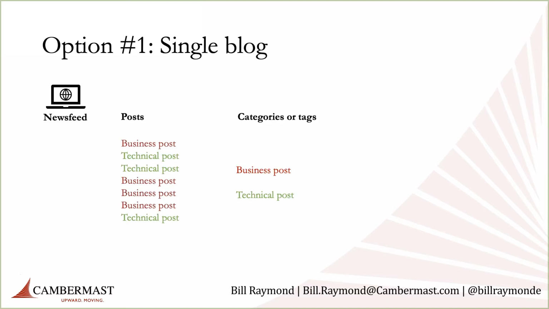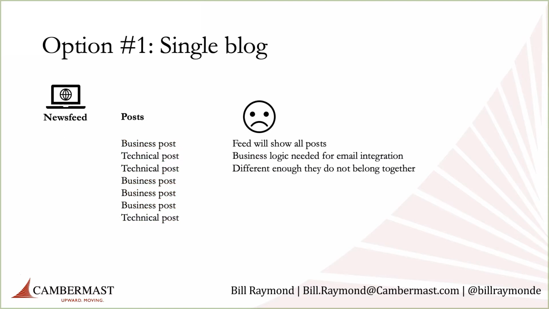Now I could categorize things or tag things so that I can say, well, this is a business post or a technical post. But if you're familiar with getting updates through RSS feeds, or an RSS feed automatically updating a newsletter or posting to LinkedIn, you know that it's a little bit more difficult to just use categories and tags.